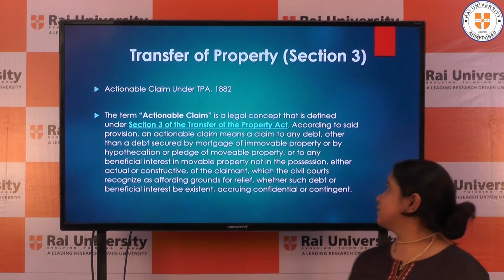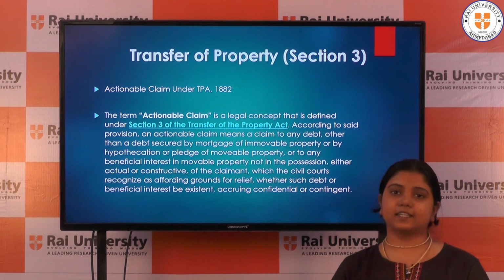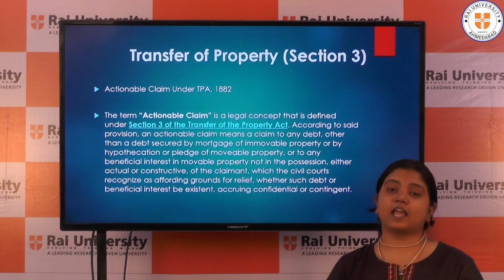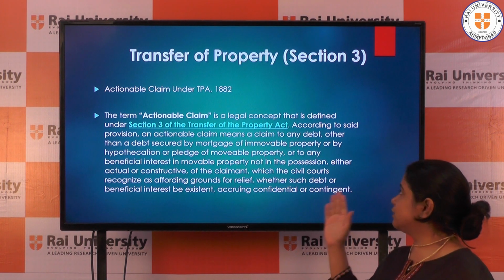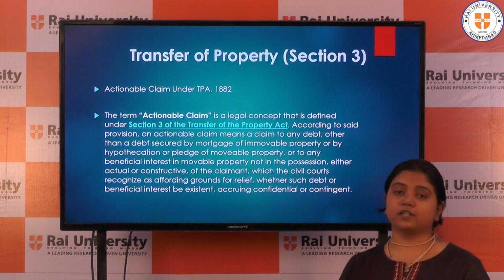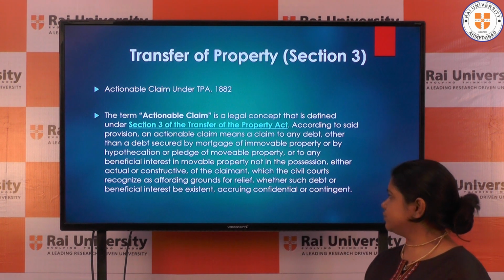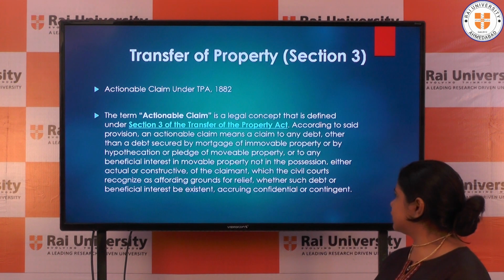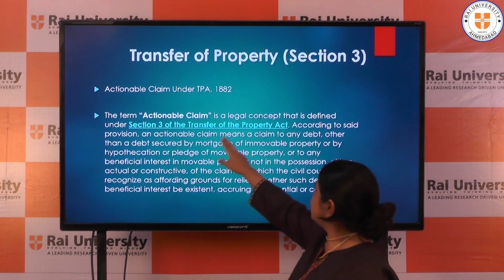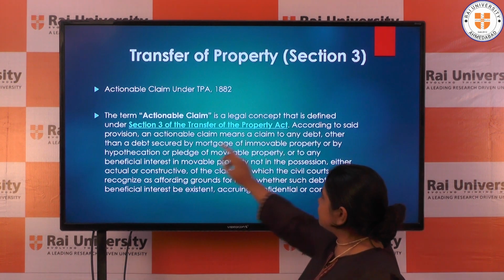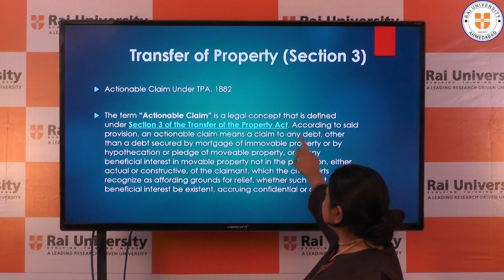In this lecture series, in Section 3 of the Transfer of Property Act, the first thing I'll deal with is actionable claim. So here we will deal with the explanation of actionable claim. According to this Act, actionable claim is a legal concept, and according to the said provision, the actionable claim means a claim to any debt.